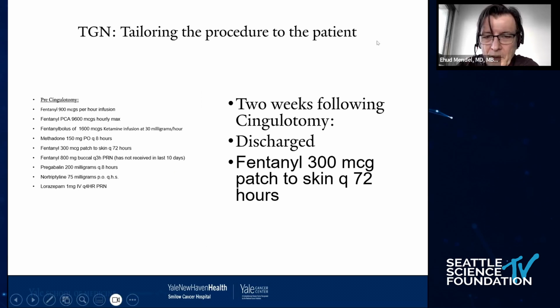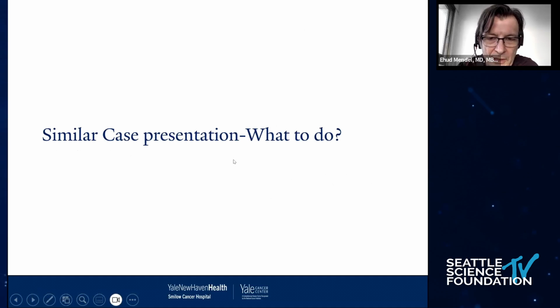The patient underwent the procedure, going from IV ketamine to a mild need for some pain medication. So in essence, with cingulotomy, the pain is still there, but the patient is unable to sense the pain. And ultimately, this patient was discharged.